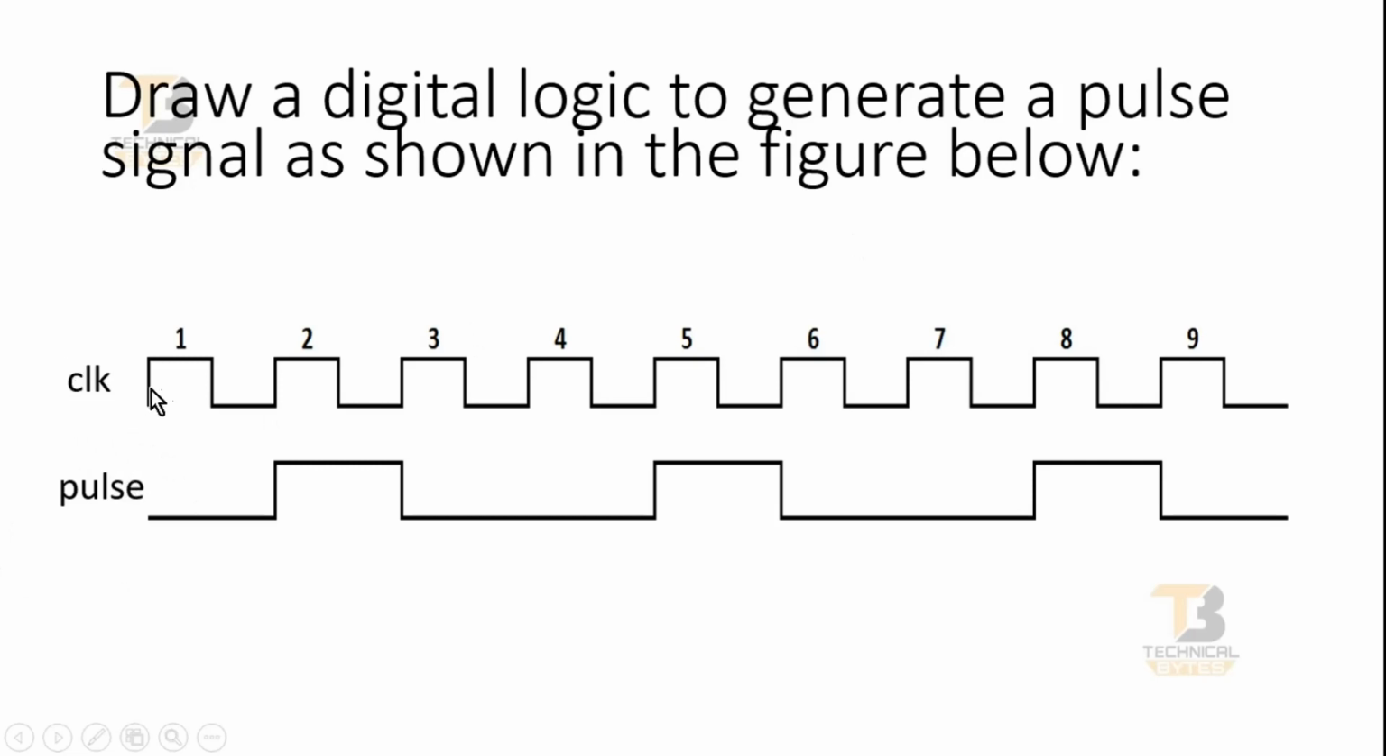How this pulse signal is behaving: in the first clock cycle it is 0, in the second one it is 1, and then it remains 0 for 2 clock cycles, again it goes high, and it keeps on repeating in the same way.